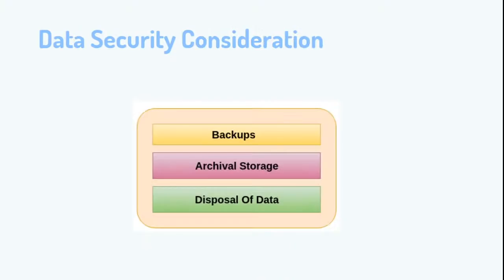Okay, then next one, data security considerations. Data security consideration is nothing but backup, archival storage, and disposal of data. Everybody will know about backup. Backup is just taking two or three copies in different formats, in drives or DVDs or physical storage like a pen drive or flash drive. Some important backup options are hard drives, a departmental or institution server, and external hard drives.